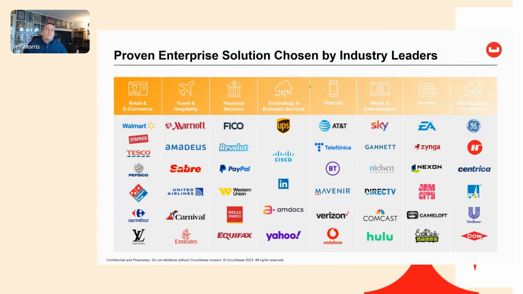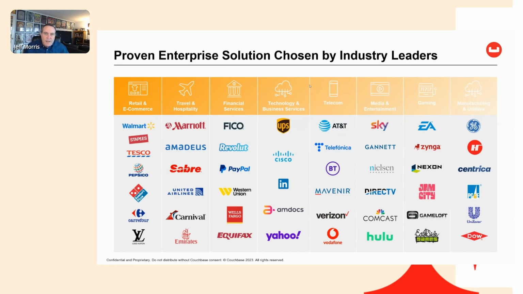So we focused quite a bit on the financial services orientation with this presentation. However, you'll find Couchbase everywhere, whether it's retail, travel and hospitality. Almost every airline ticket you've ever purchased ran through a Couchbase system. Shipping, technology and business services.